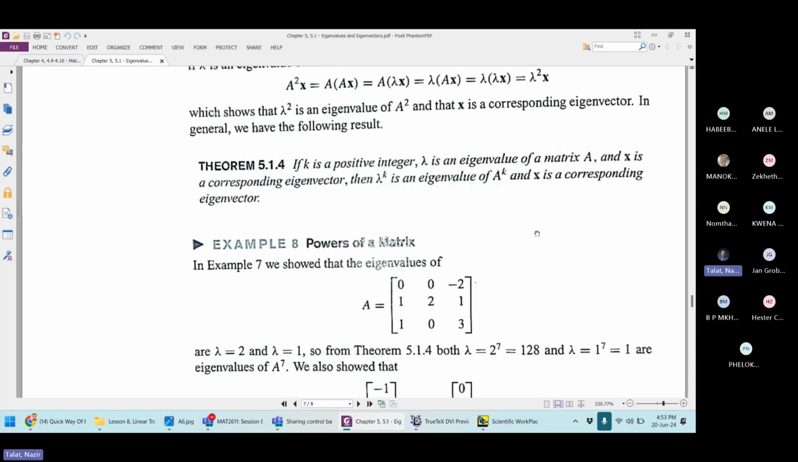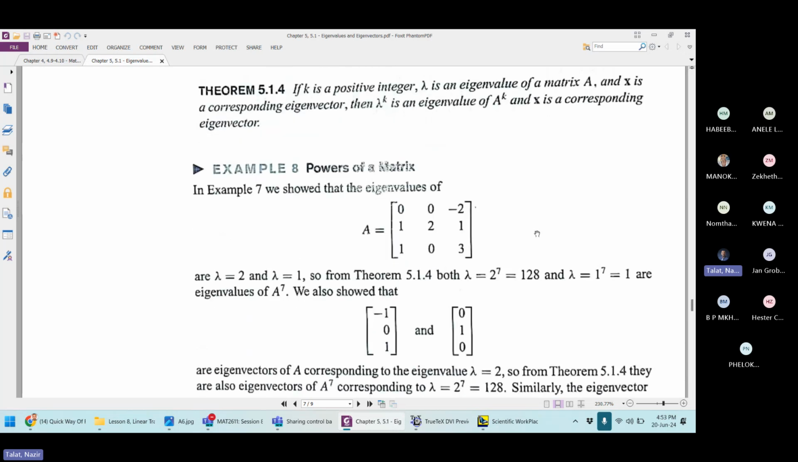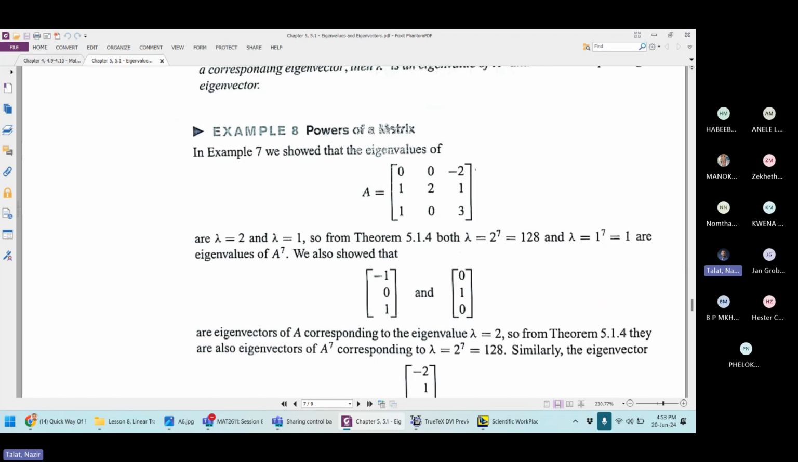So this is a very useful result, and this also gives us the eigenvalues of any power of A. For example, if A is a matrix and we know its eigenvalues, then for the power 7, we can find its eigenvalues. Just take the power 7 of that one. So 2 to the power 7 is 128, which is the eigenvalue of A to the power 7. And similarly, the second lambda is 1; if you take its power 7, it's again 1 to the power 7, which is 1. So it means the second eigenvalue is 1.